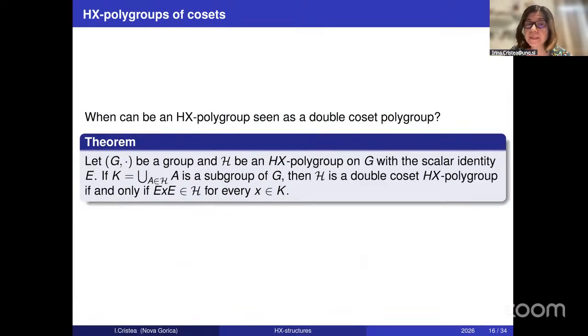But when can an HX polygroup be seen as a double coset polygroup? And also here we obtain a nice result: starting with the group G and an HX polygroup on G with the scalar identity E, we take K, the union of all elements in the HX polygroup. If this is a subgroup of G, then the HX polygroup is a double coset HX polygroup if and only if we have this supplementary condition saying that EXE is an element in H for each X in K.